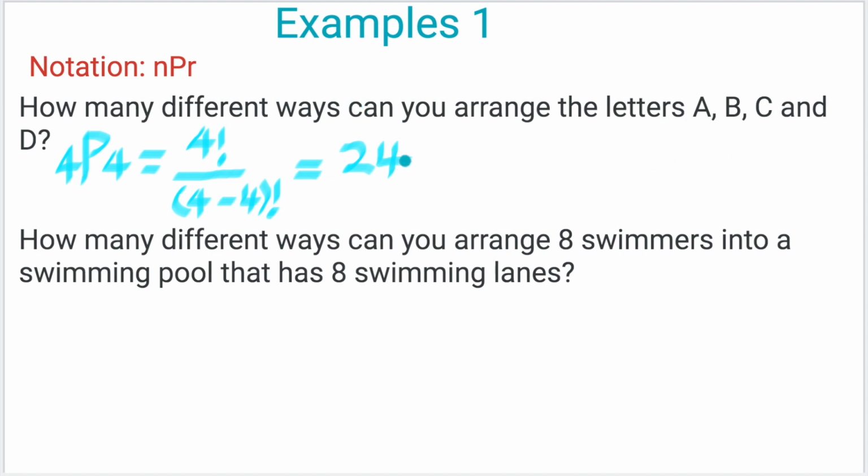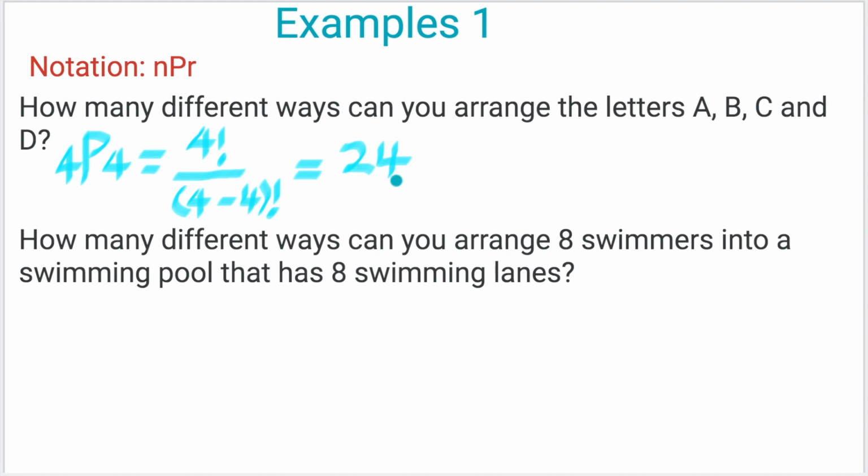You can confirm this answer if you use the multiplication counting principle. How many ways can you choose the first letter? 4 ways, because there are 4 letters. Once you've chosen the first letter, there are only 3 ways for the second letter. For the third letter, there are only 2 ways, and there's only 1 way to choose the final letter. So when you multiply 4 times 3 times 2 times 1, you still get 24.